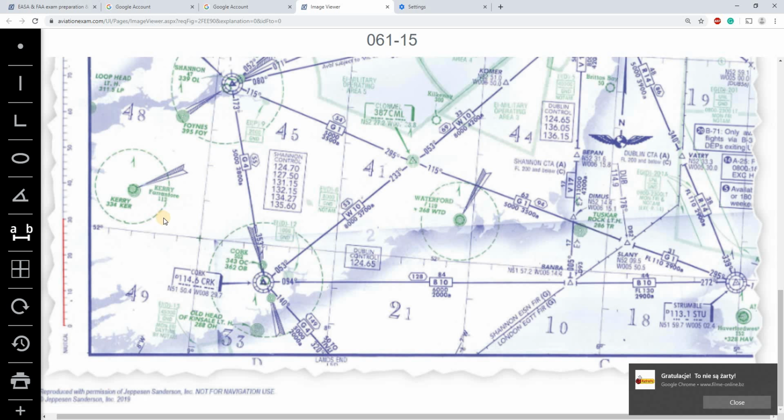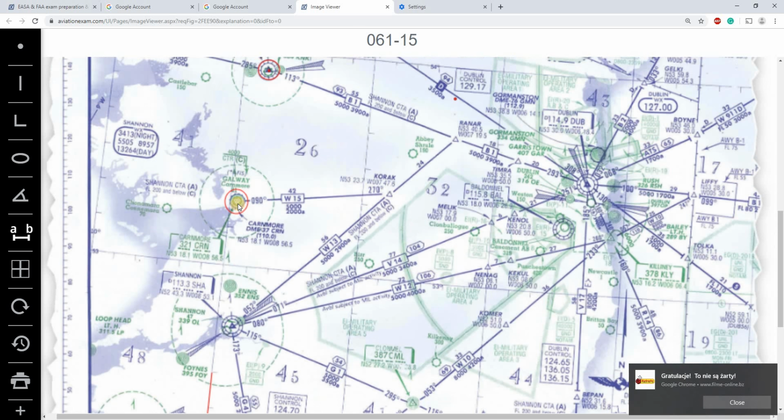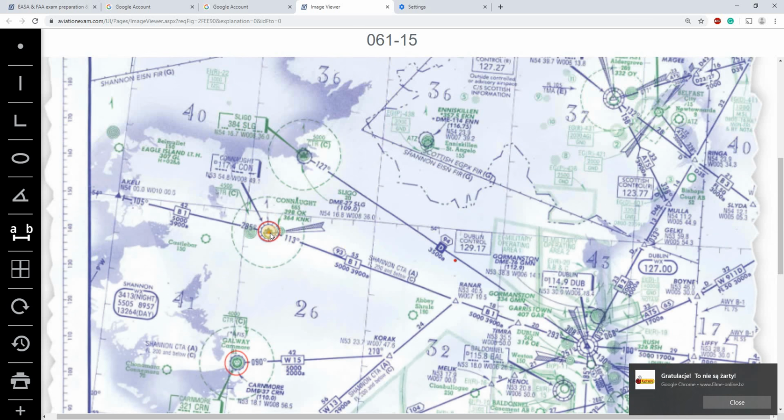So let's cross check. It's always good to double check the source. So here it's 10, 20, 30. So we have 30 nautical miles, 299. How much was here? 30 nautical miles, 296, more or less the same. It's not a huge difference. So we do like 296. So from Con VOR, we have 296.